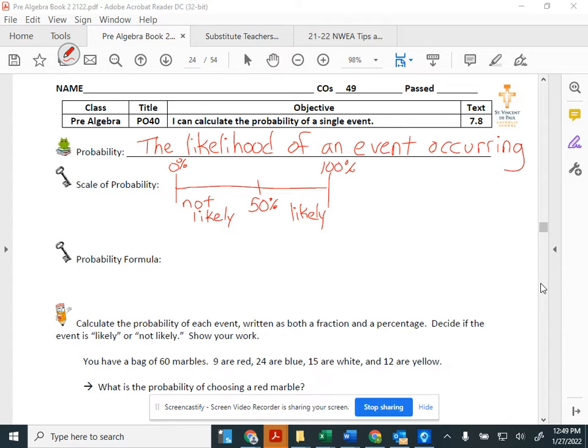Then we're adding something new today. Yesterday we were just talking about that probability scale. Now let's look at that probability formula. When we're talking about probabilities, we can look at it as what you want to happen, and we divide that by what could happen.